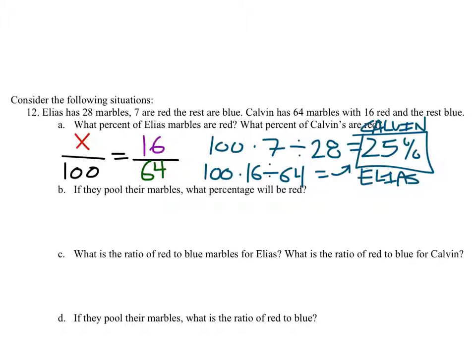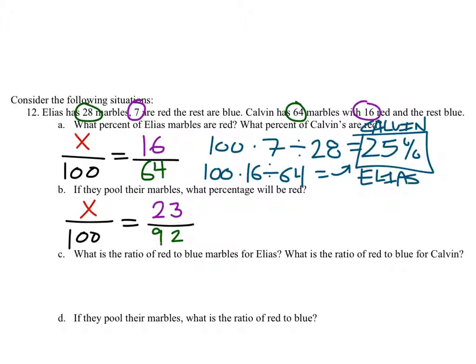If they pool their marbles, what percentage will be red? It should still be 25. Let's just look at the setup real quick. So you still have 100, and we don't know the percent. The total reds would be 7 and 16, which is 23. And then the total number of marbles, 28 and 64, would be 92. But again, if we do the work, 100 times 23 divided by 92, we still get 25%.